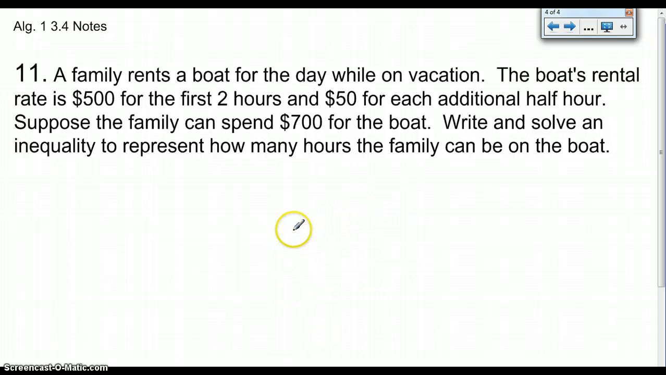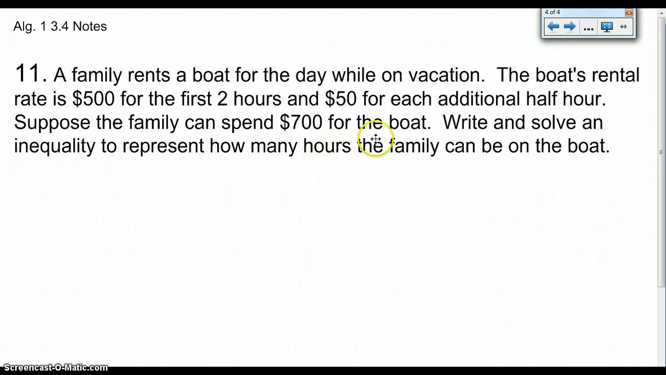So, number 11. A family rents a boat for the day while on vacation. The boat's rental rate is $500 for the first 2 hours and $50 for the additional half hour. Suppose the family can spend $700 for the boat total. Write and solve an inequality to represent how many hours the family can be on the boat.